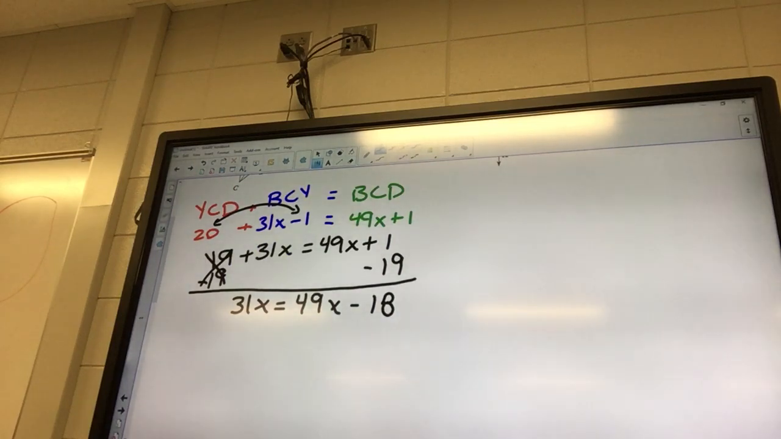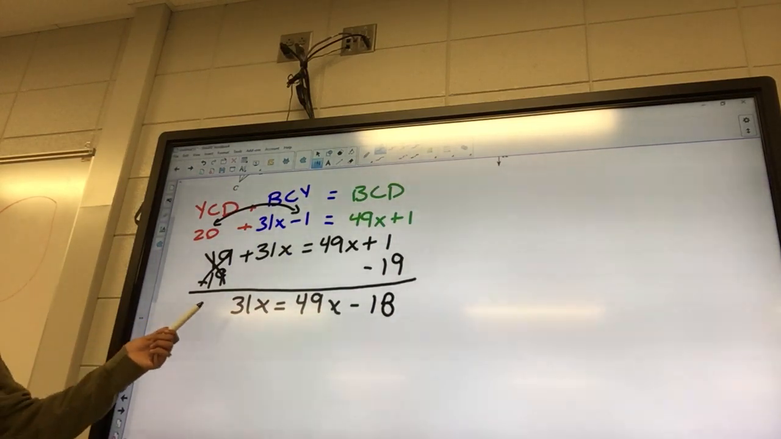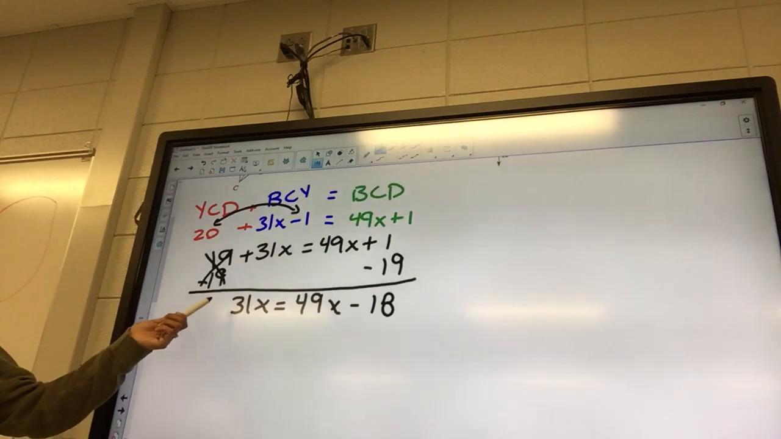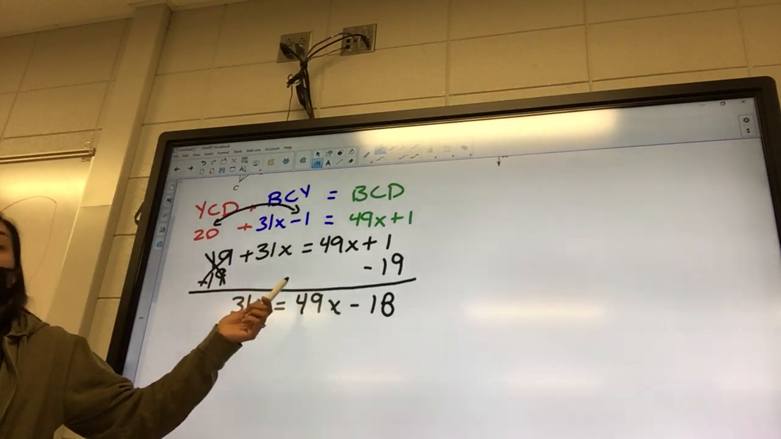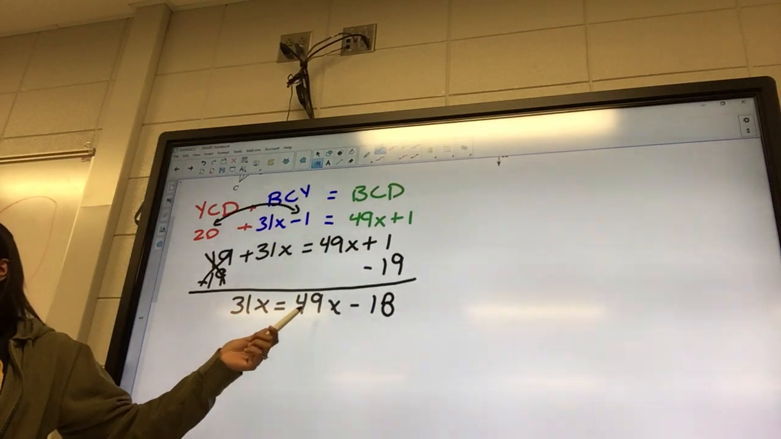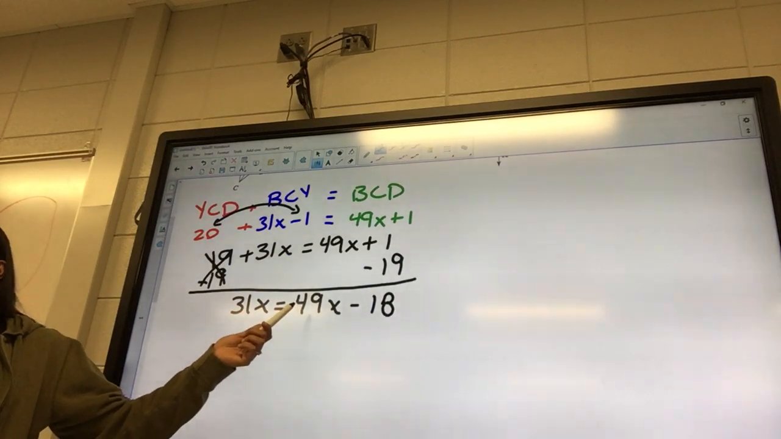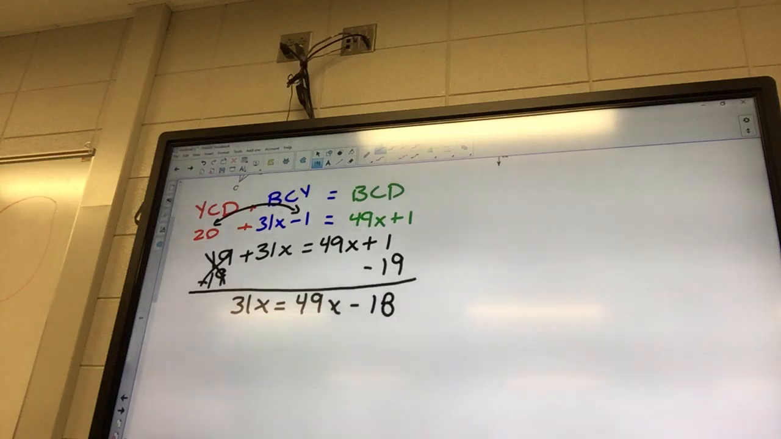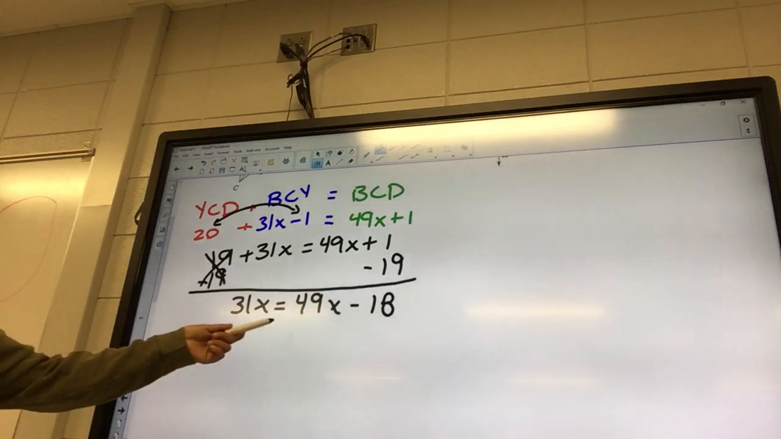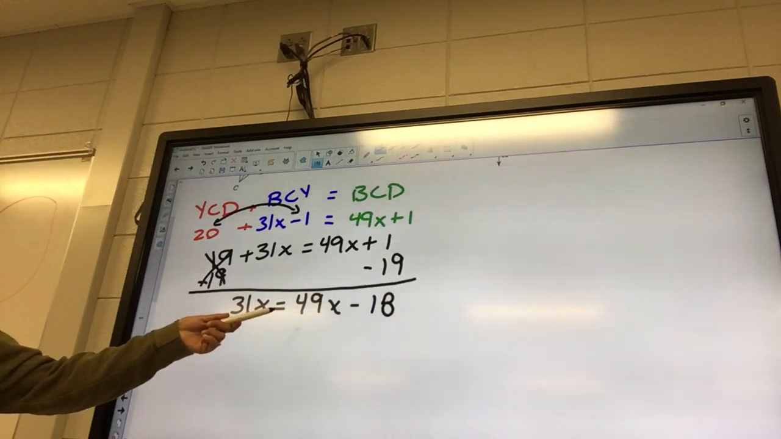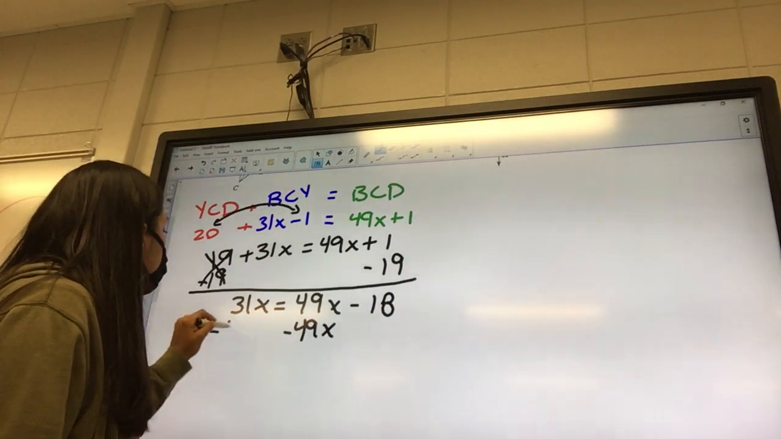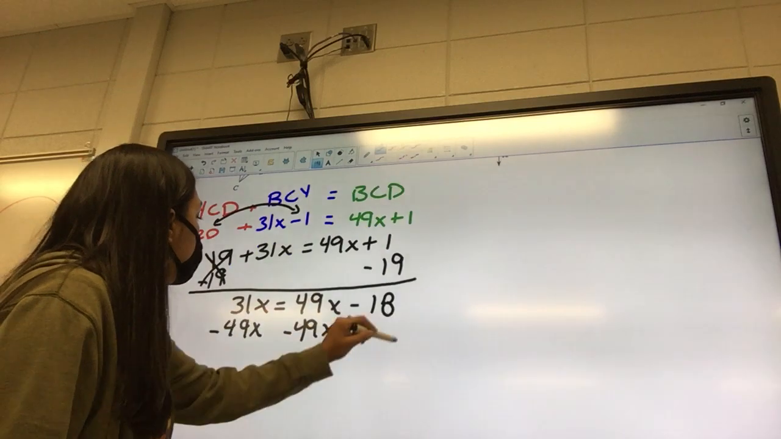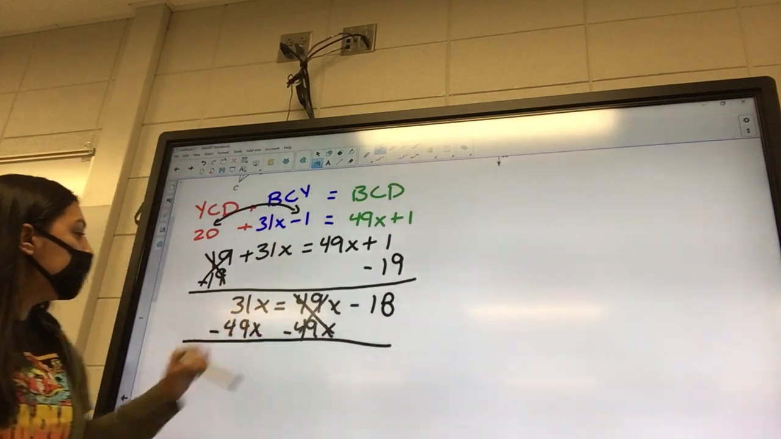Now, 31x, is that a letter or a number? A letter. Now we hit the equal sign, so we're on the right side of the equation. 49x, is that a letter or a number? A letter, and letters go to the left. So we have to minus 49x from both sides. Minus 49x, minus 49x. Okay, so these ones cancel.